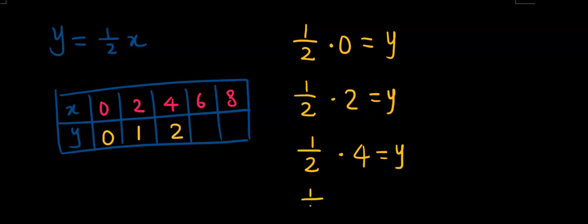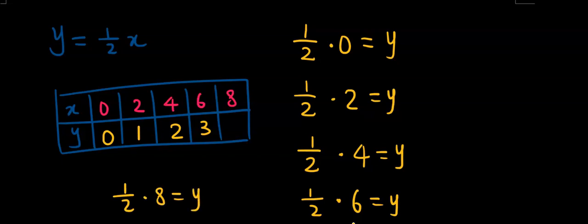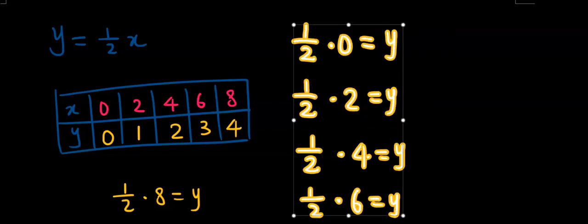Next one, 1/2 times x is 6. That is your y. What is y? Y is 3. Last one, I'm going to put it down here. 1/2 times 8. That is y. What is y? Y is 4. All right, you're just substituting the value and calculating.